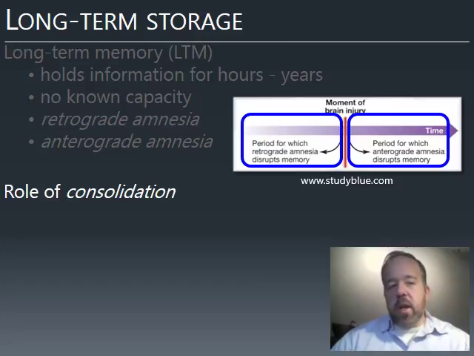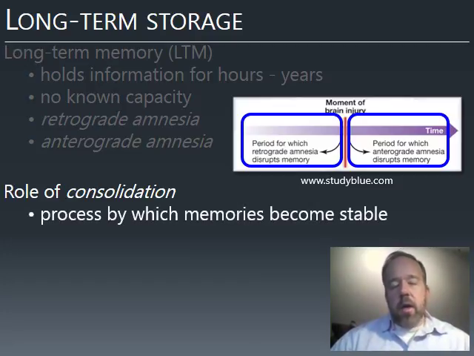And that brings us to the idea of consolidation. Consolidation is the process by which memories become stable. And more specifically, it's how we get memories, information, from short-term memory to long-term memory. So we have encoding, we have sensory storage, short-term storage, and then we have long-term storage. And so consolidation is how we get information into that long-term storage.